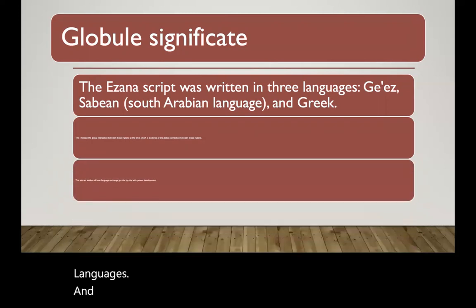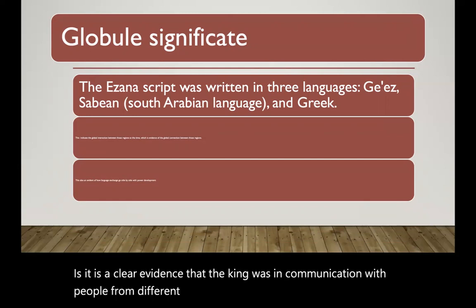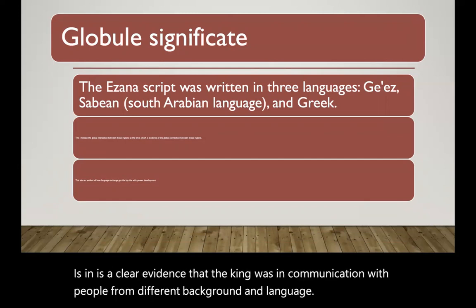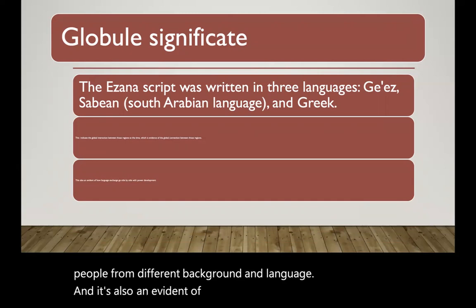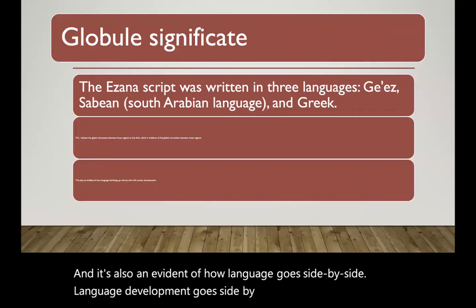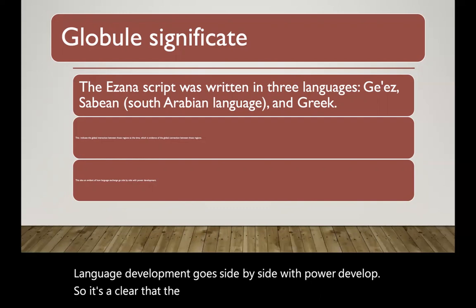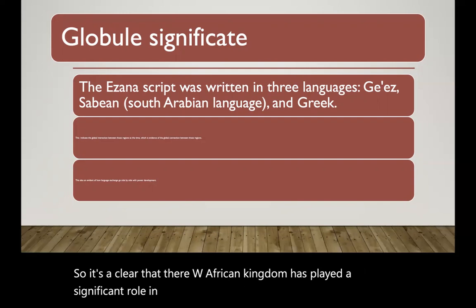and the Greek, is clear evidence that the king was in communication with people from different backgrounds and languages, and it's also evidence of how language development goes side by side with power development. So it's clear that the West African kingdom has played a significant role in language development and human interaction in the kingdom's history.